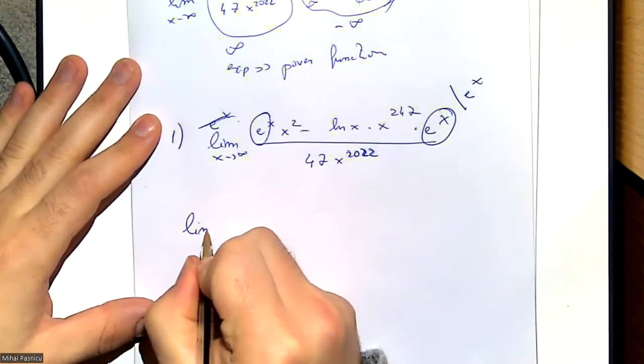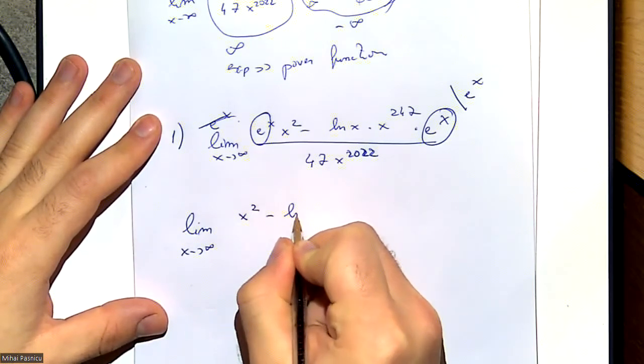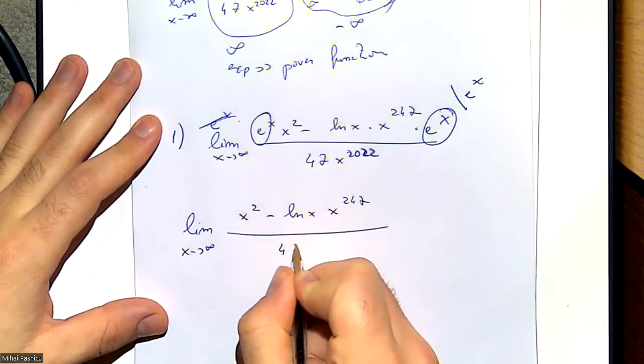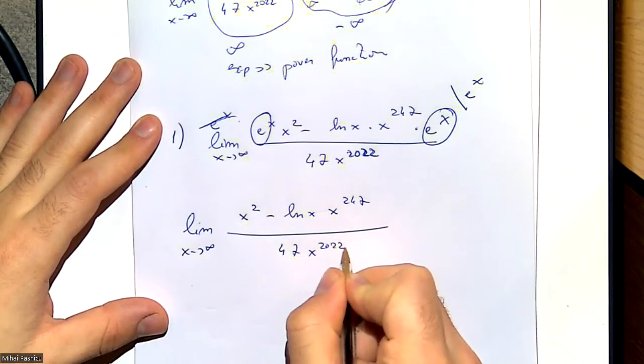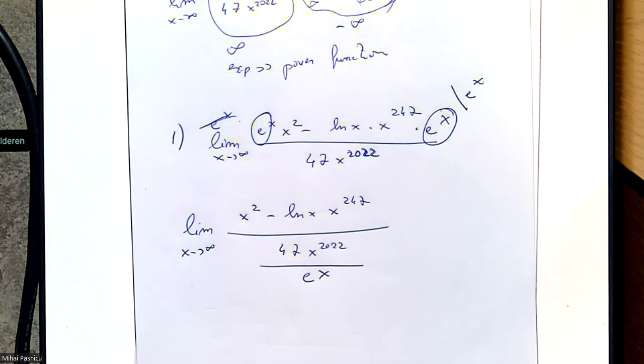And I get the limit as x goes to infinity of x squared minus log x, x to the 47, minus 47 x squared, over e to the x. The result is obviously the same as the factorization above. I just prefer this one because it looks nicer and is simpler to understand. Obviously, this is a simple example that I just created, but we can have more complicated things.